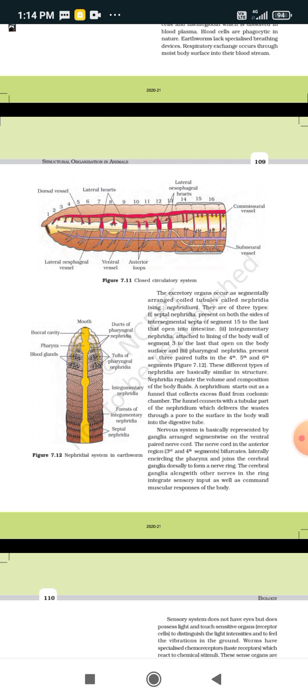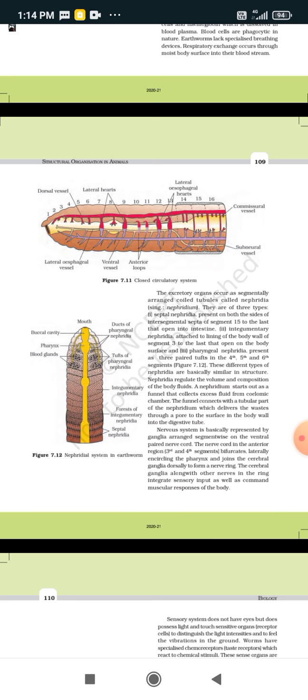Now, the nerve cord in the anterior region, that is in the third and fourth segment, bifurcates. It divides into two parts, laterally enclosing the pharynx and joining the cerebral ganglia dorsally to form a nerve ring. The cerebral ganglia along with other nerves in the ring integrate sensory input as well as command muscular responses of the body. The cerebral ganglia does both functions: it receives the senses and gives responses also.